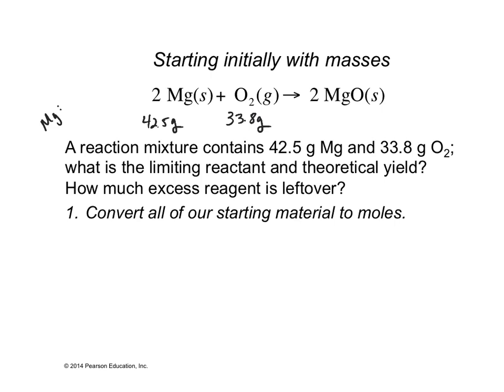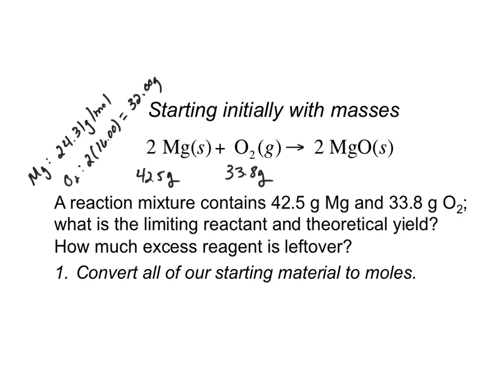So magnesium has a molar mass of 24.31 grams per mole. And then oxygen, note that it's O2. So O2, what is the molar mass of O2? Because there's two oxygens. 32, right? This would be 2 times the atomic mass of oxygen, because again, we have two oxygens in the molecule, so this ends up being 32 grams per mole, okay? Okay, so I've got the molar mass for my two starting materials.